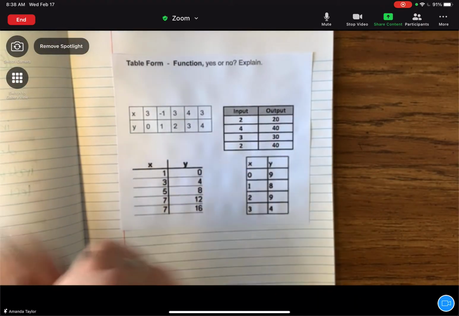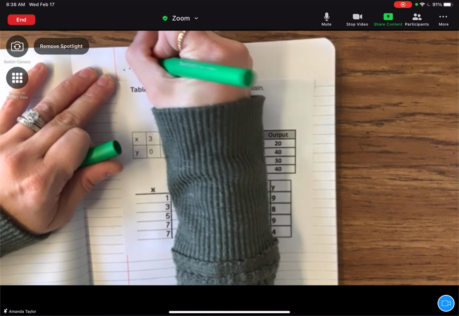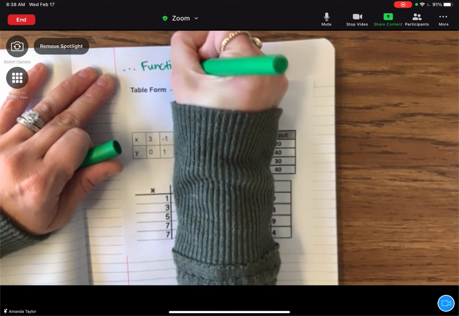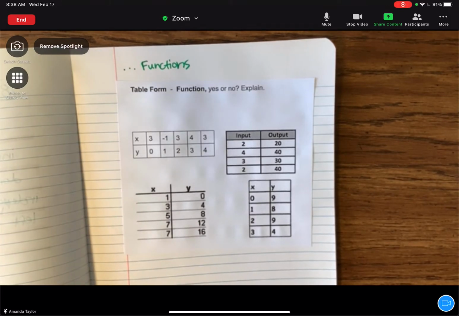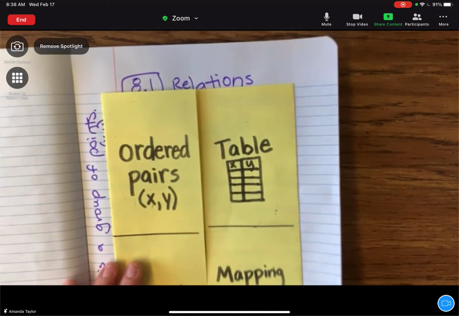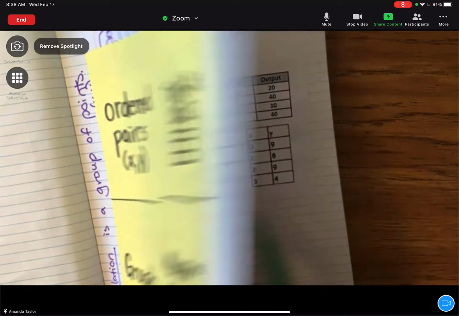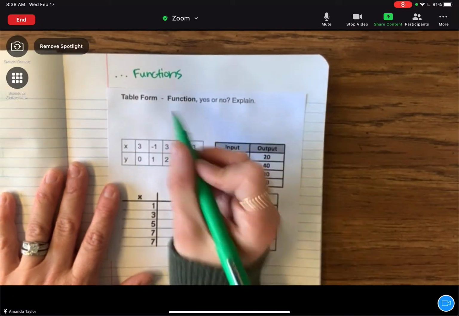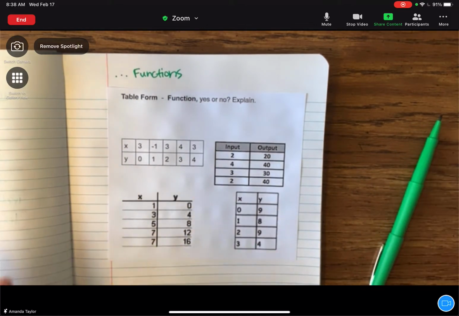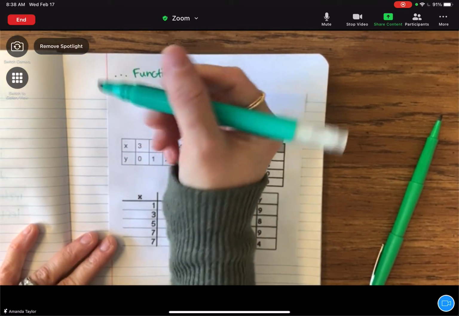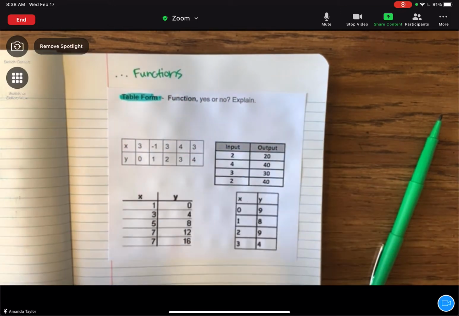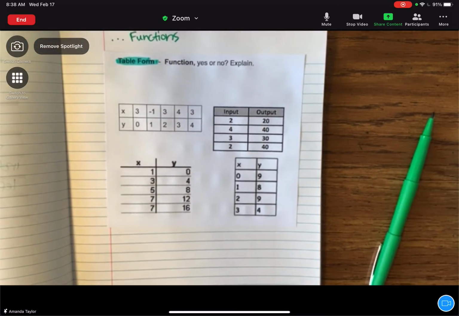I'm going to put a little dot, dot, dot, still doing functions. Okay, so we are going to talk about how to recognize a function from these four diagrams. We're going to recognize a function from ordered pairs, table, graph, and mapping diagram. But first, we're going to start off with the table. There are four relations here, four tables.